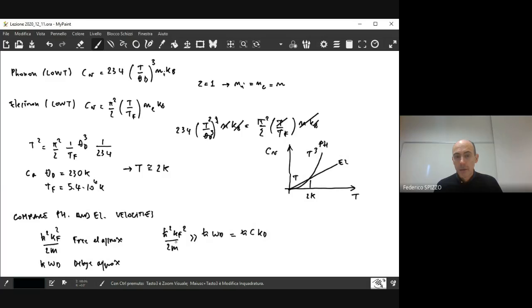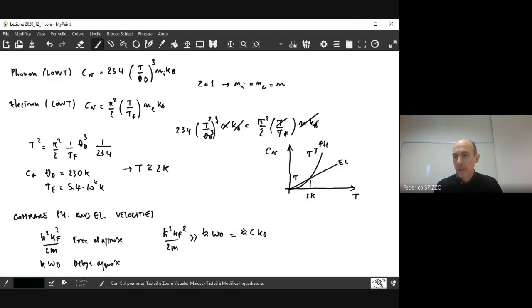k_F represents the Fermi wave vector. k_D represents the Debye wave vector. They both correspond to the radius of a sphere that includes, in one case, all the electrons that we have in the system, and in the other case, all the possible wave vectors that correspond to phonons that we may have in the system.